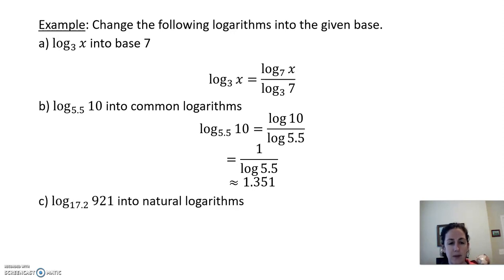Take log base 17.2 of 921 and turn it into natural logarithms. It'll be the natural log of what we were taking the logarithm of, divided by the natural log of the original base. And we get log base 17.2 of 921 is the natural log of 921 divided by the natural log of 17.2, or about 2.399 if you put that into your calculator.